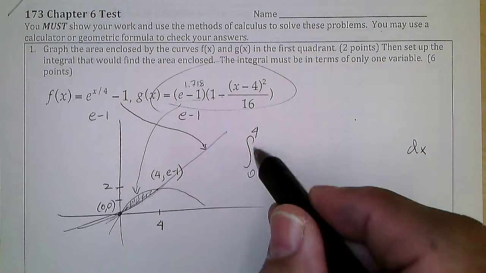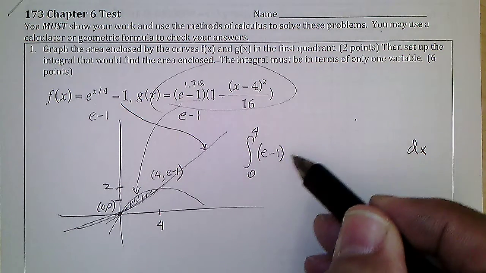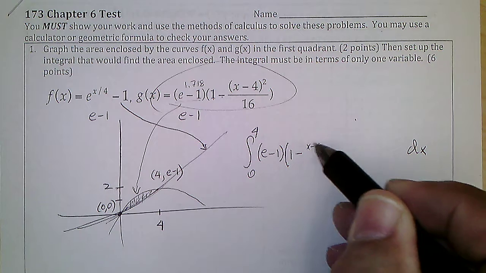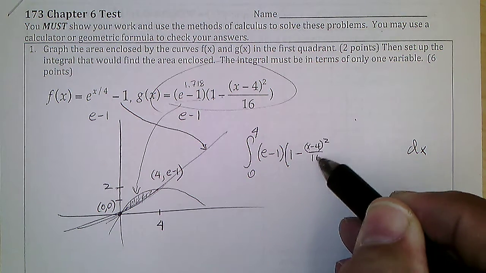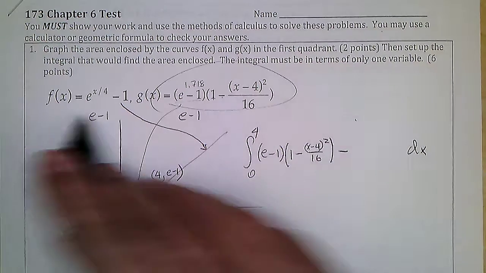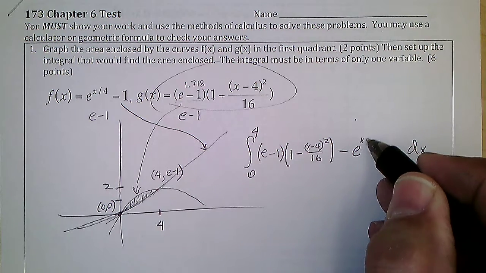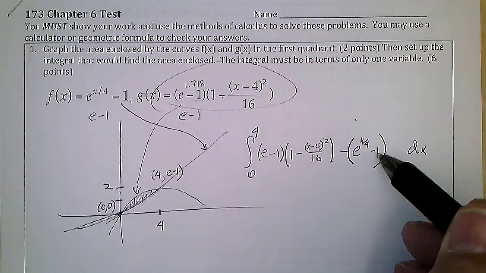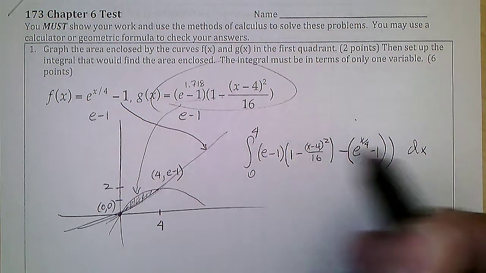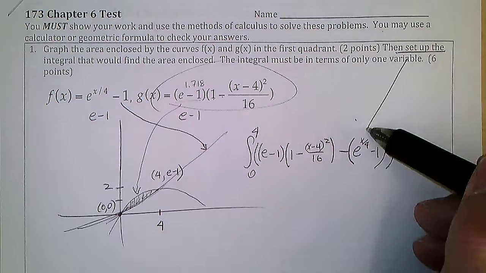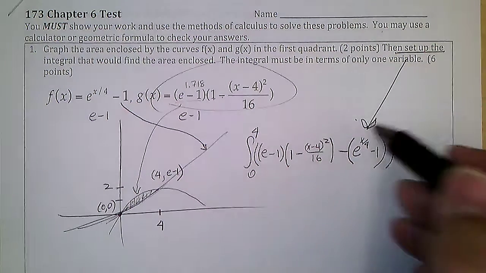And the top equation is simply e minus 1. Well, maybe not so simply, but 1 minus (x minus 4) squared over 16. That's the top curve. Minus the bottom curve, which is e to the x over 4 minus 1. But I need to put that in parentheses because it's all subtracted. If I don't do that, I'll have the wrong sign on that 1. And all of this is dx. So the setup is here, and that's all I asked you to do. Didn't ask you to solve the integral.